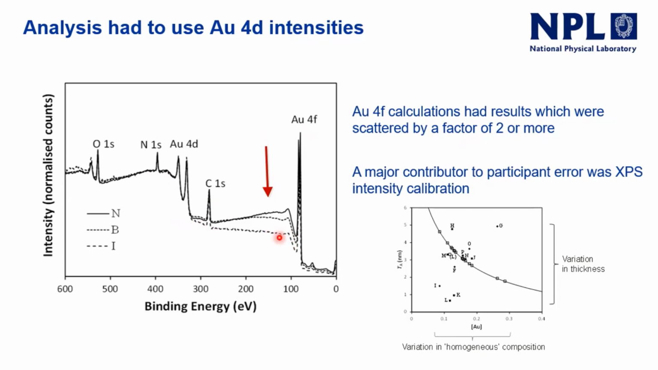And it looks here like there's a lot of variation in gold intensity. But when you look at the gold 4D, what you find is there's not so much variation. So this variation has nothing to do with the amount of gold changing. It's to do with the transmission of electrons at those energies through the analyzer. And when you look at the results we got, this is basically the variation in what we call the equivalent homogeneous composition, the percentage of gold that was detected from the intensities. It ranged from less than 10% to about 30%.